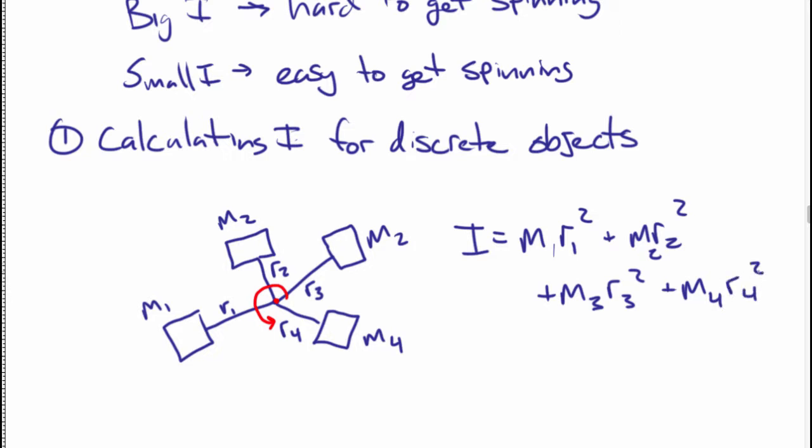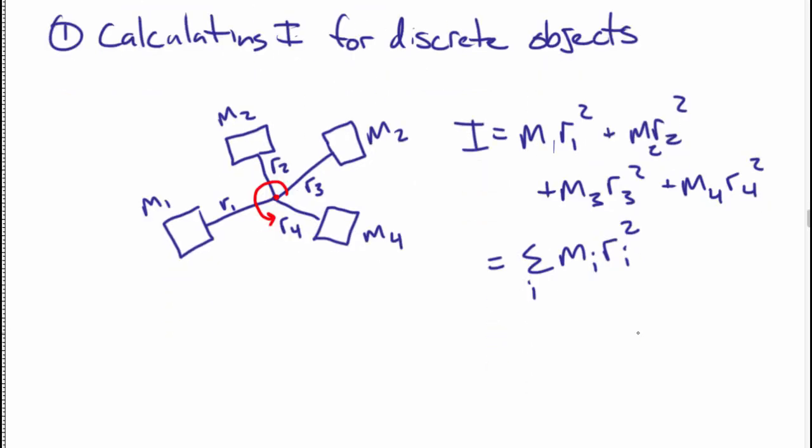Or if I wanted to write this in a nice compact manner, I'd simply say that the moment of inertia is the sum over i, where i is the ith mass, of m_i times r_i squared. All right? We talked about this yesterday. It basically came from trying to write an equation for the kinetic energy of a rotating object in a nice compact form. This is the moment of inertia that we get for a set of discrete objects that are orbiting around some common axis of rotation.